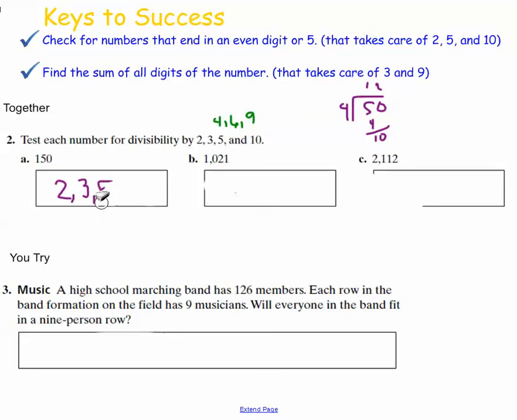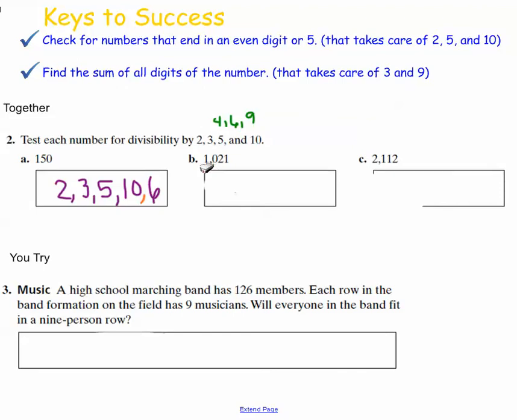5, we know it's going to be because it ends in a 0. It's divisible by both 2 and 3, so we automatically get to put in 6. We know it's divisible by 10, again, because it ends in a 0. And 6 is not divisible by 9, so those are going to be my answers. So I just go through the long list of numbers.